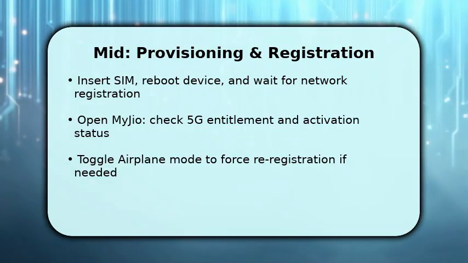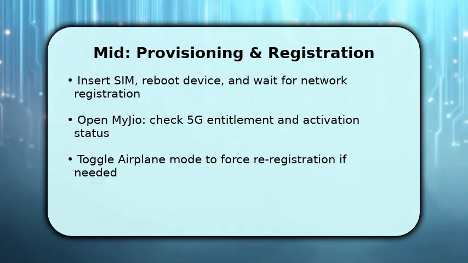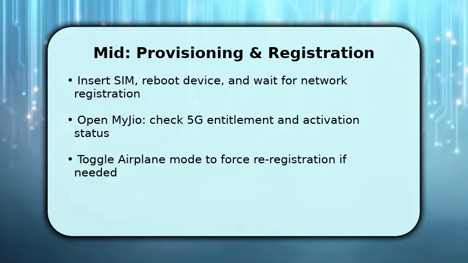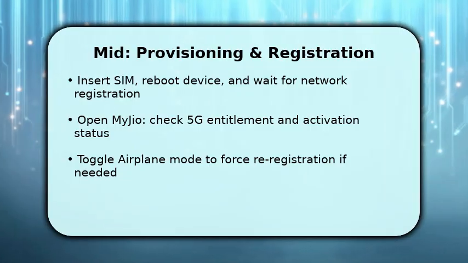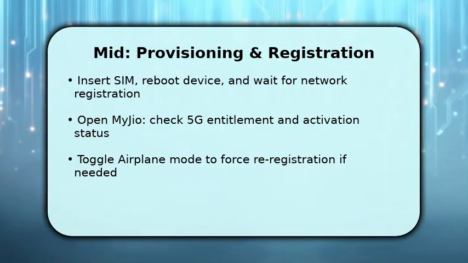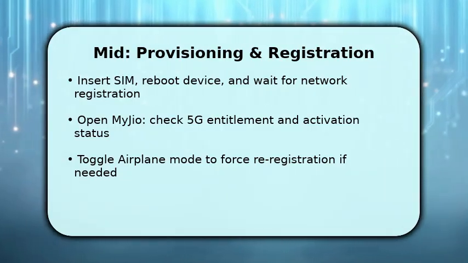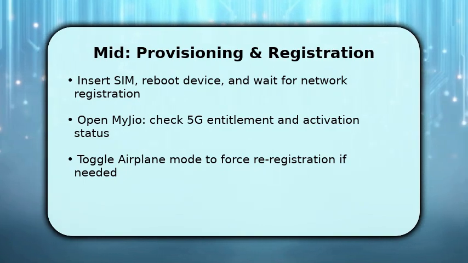If the phone doesn't show 5G, toggle airplane mode for 10 seconds to force re-registration. Make sure you are in a covered area. Otherwise, the phone will remain on 4G until a 5G signal is available.